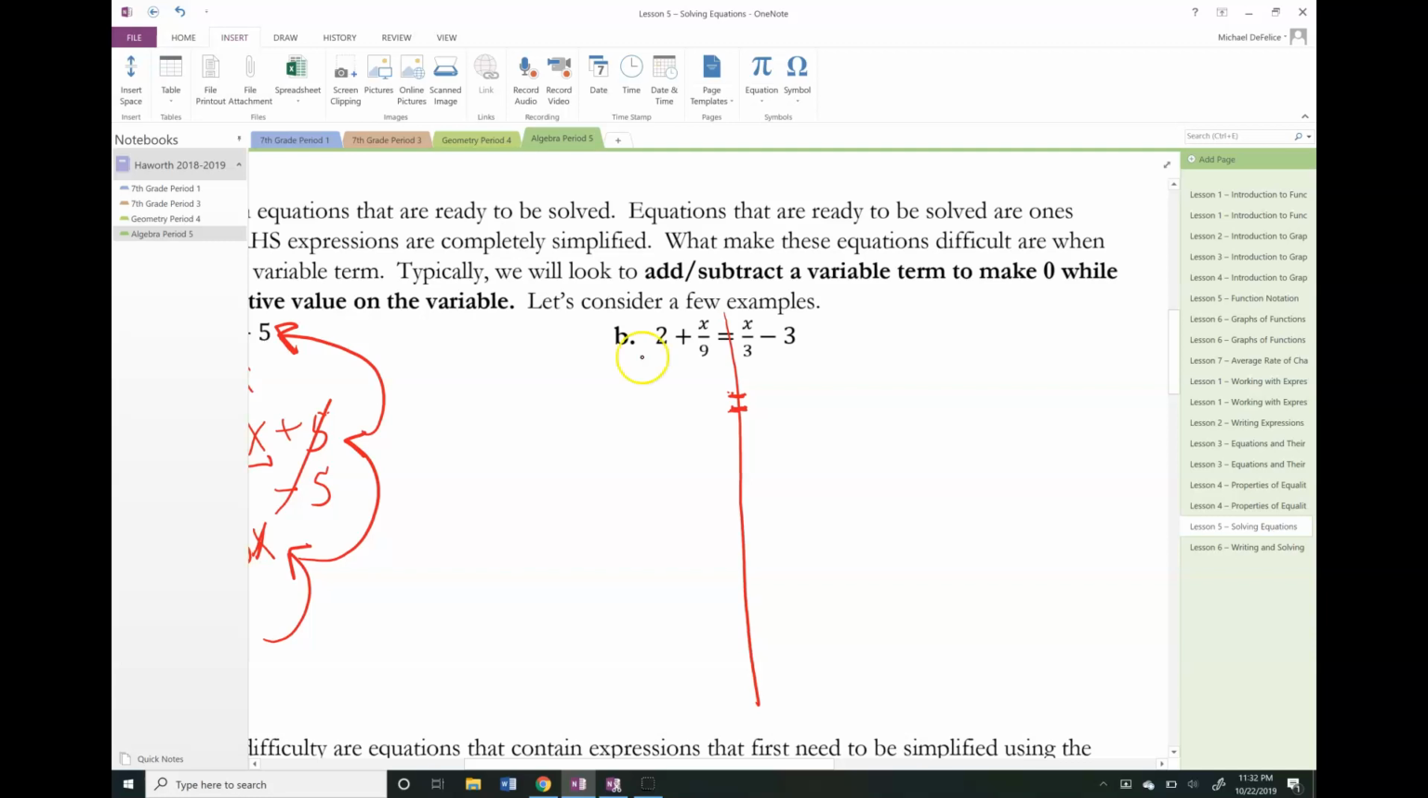But remember, when I multiply, every term has to get multiplied by that amount. So the left-hand side expression has 2 terms, and the right-hand side expression also has 2 terms. Okay, so what's this going to become? 9 times 2 is 18. This is 9 times x over 9. Well, the 9 is in the numerator, and it's going to truly cancel out with the 9 in the denominator, and that's going to leave me with just 1x.